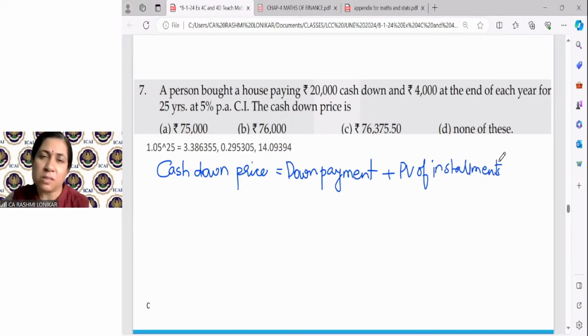Cash down price means, see, there are two ways I can purchase a house. Suppose the house is costing 50 lakhs of rupees. I have 50 lakhs of rupees with me. I give it and then I can purchase it that way. But if I don't have that much cash, what I do normally is I pay 20% in cash. Cash means even a check, and the remaining amount I take as a loan. Okay. So when I take a loan, the value of the house will be more expensive for me because I have to pay interest also.